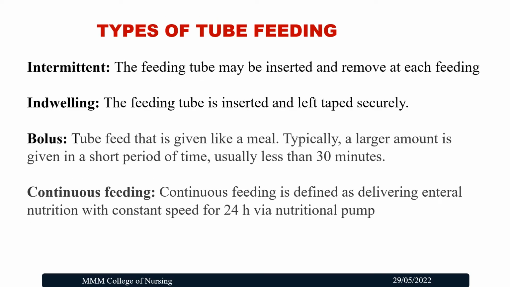Next, we can see the types of tube feeding. First is the intermittent type, where a feeding tube may be inserted and removed at each feeding. Indwelling type of feeding, where a feeding tube is inserted and left taped securely, and it is used for long-term purposes. Bolus, the tube feeding that is given like a meal, a larger amount given in a short period of time, usually less than 30 minutes. And continuous feeding is defined as delivering enteral nutrition with constant feed for 24 hours via a nutritional pump.